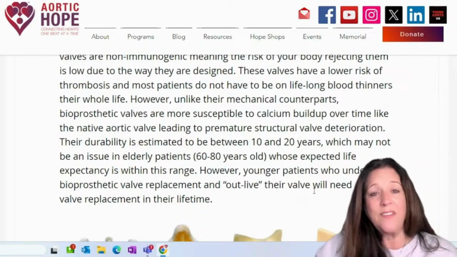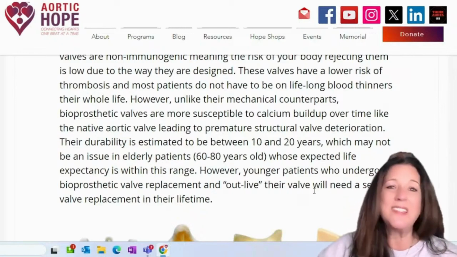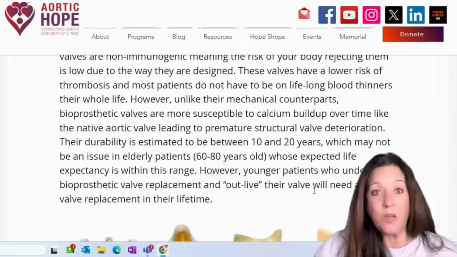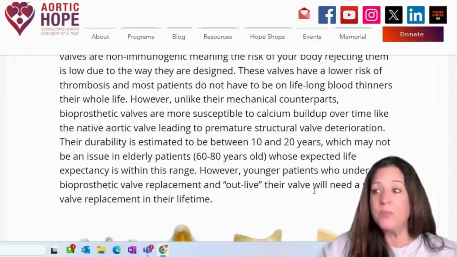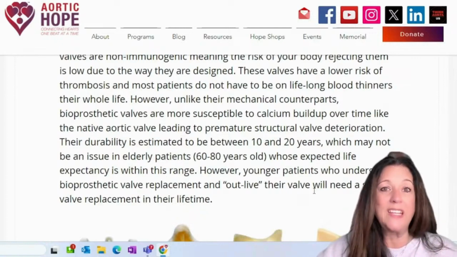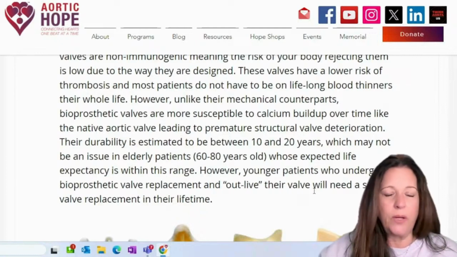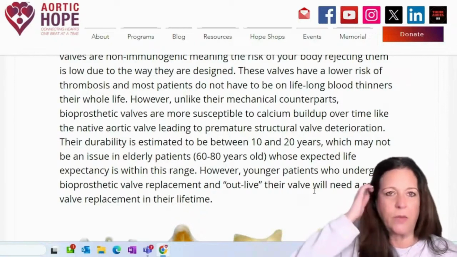So if you're 35, maybe getting a tissue valve is not going to be the best thing for you, because you're probably going to need to have another one, which isn't a problem. They don't need to do open heart surgery. They can literally deploy a new one by going up your groin, and that's an endovascular procedure. But we'll get into all of that another time.